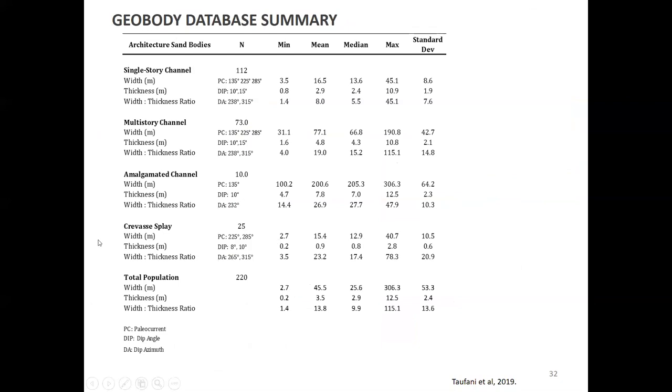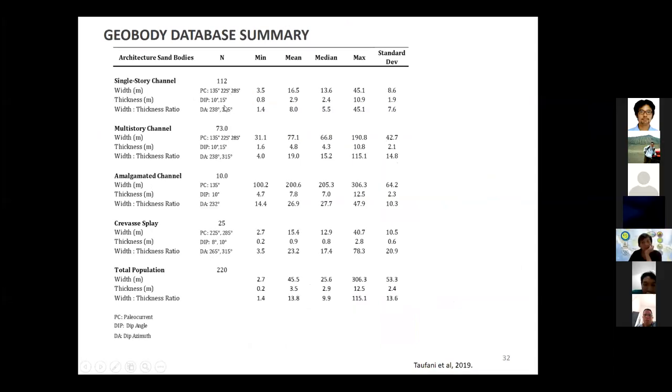This is the architectural element that we have, and we have a width, a thickness, and a width-thickness ratio. And this is the number of data sets, with the dip and dip azimuth also. This is the minimum parameter, this is the mean parameter and the median parameter, and we also have the standard deviation here.